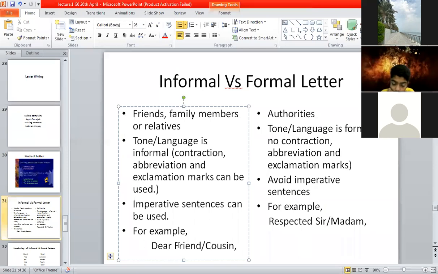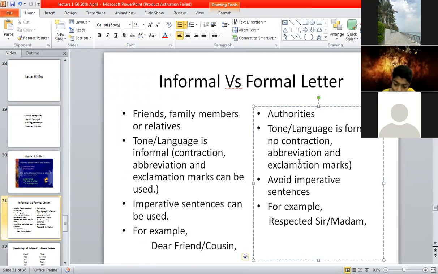Okay, language is different. For example, you can write dear friend or cousin, but you cannot write dear when you are writing a formal letter to the editor of a newspaper. You cannot write dear sir. That is not an appropriate word. So the appropriate word will be respected sir, because you are writing a formal letter, so you have to change the language there.